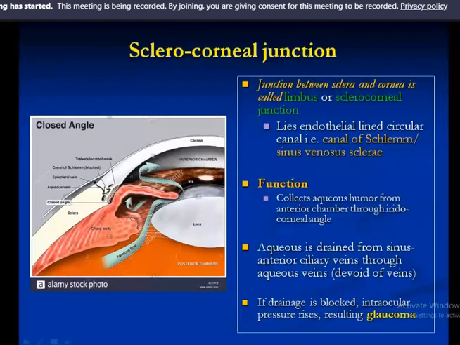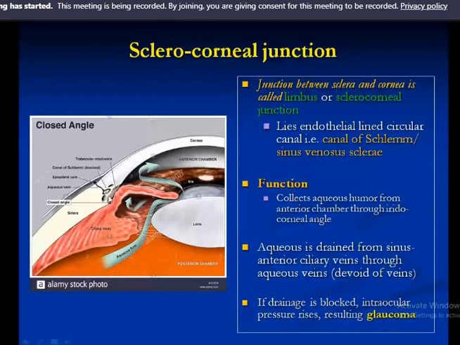Now at the junction of the sclera and the cornea, can you see the endothelial lined circular canal? This one. This is known as the canal of Schlemm or the sinus venosus sclerae. The canal of Schlemm or the sinus venosus sclerae, it is the same one. This is the endothelially lined circular canal which is present at the junction of the sclera and the cornea. This one is known as the canal of Schlemm, and this junction is known as the sclerocorneal junction.